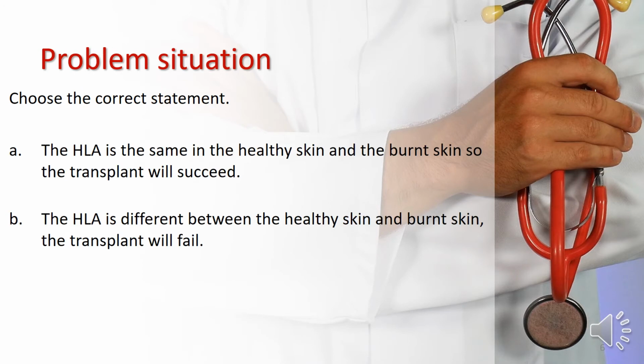Read the following statements and choose the correct one. A. The HLA is the same in the healthy skin and the burnt skin, so the transplant will succeed. Or B, the HLA is different between the healthy skin and the burnt skin, so the transplant will fail. Now, it's very important to remember that HLA is the same on the surface of nucleated cells in the same individual. Since Sammy was affected by the fire, they took part of his healthy skin having HLA molecules and replaced the burnt skin having the same HLA molecules. So the correct answer would be A, since HLA molecules are the same for the same individual.